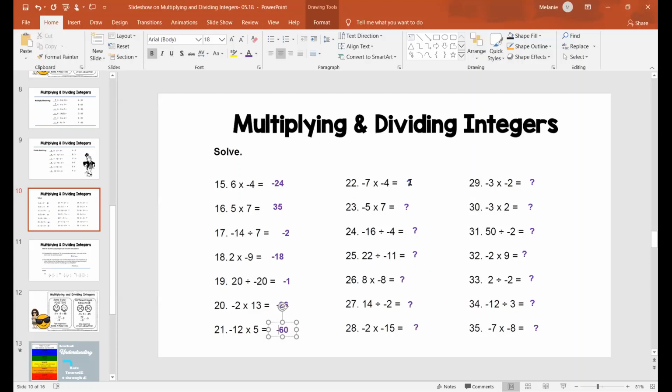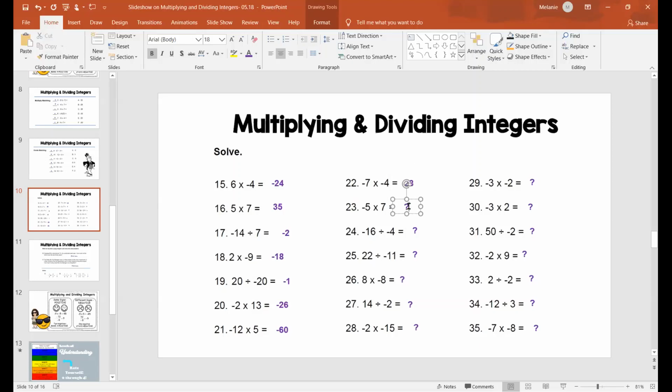Number 22, 7 times 4 is 28. But both of these are negative. So is the answer negative or is it positive on this one? I'm really confused because it's very negative. So is the answer negative or is it positive? What do we think? Brayden, Nicholas, Kate, Antoine, great job. You all are right. It is positive. So don't overthink those.